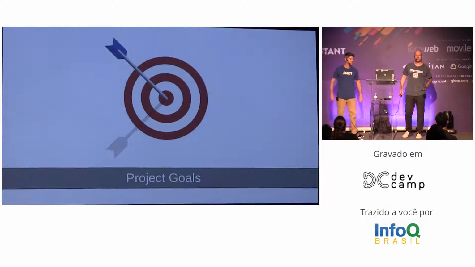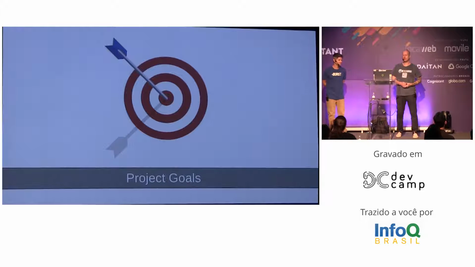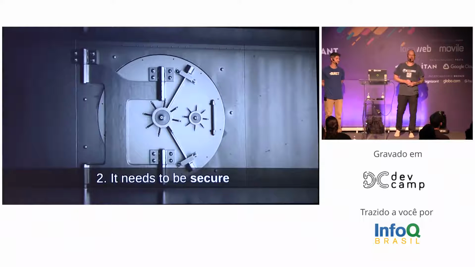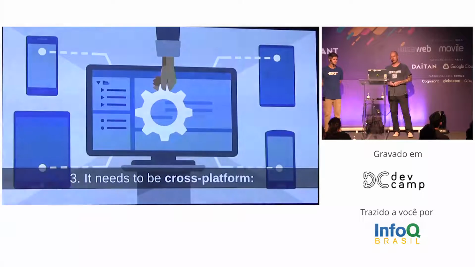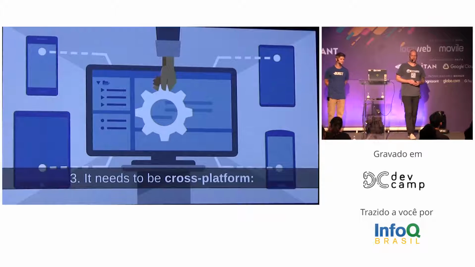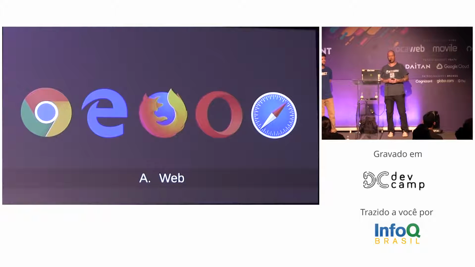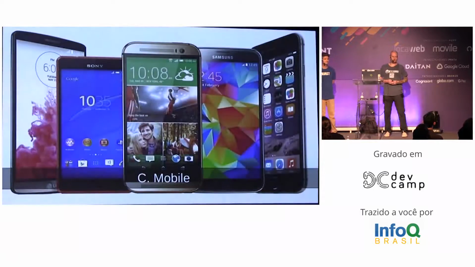So when we got together, we initially defined our project goals. One of the things that was pretty clear is that it needs to be easy to use. As we are dealing with money, even crypto money, it needs to be secure. It needs to be cross-platform. That means that we want to target modern web browsers, but also desktop and even mobile.